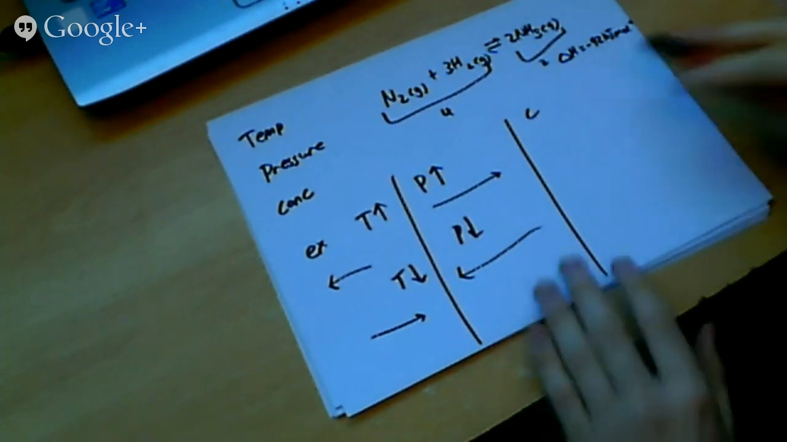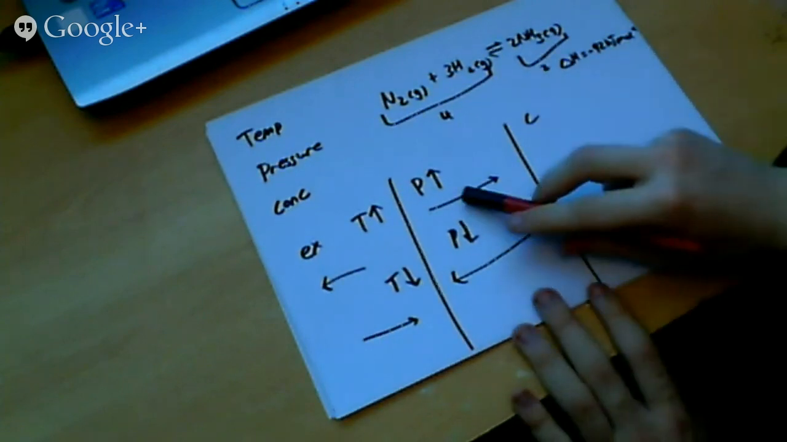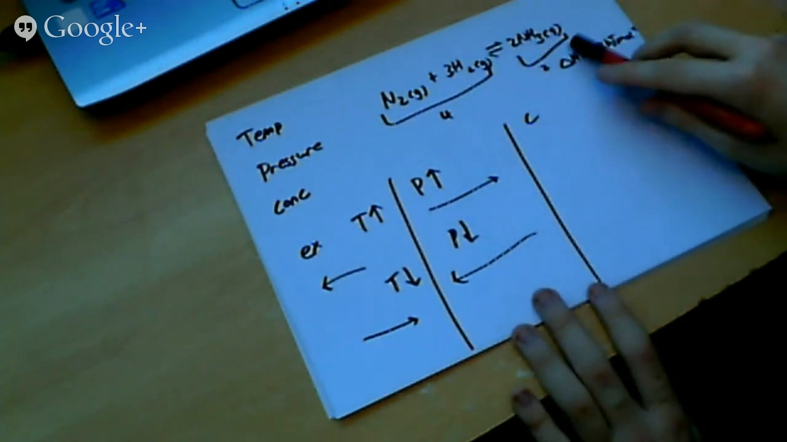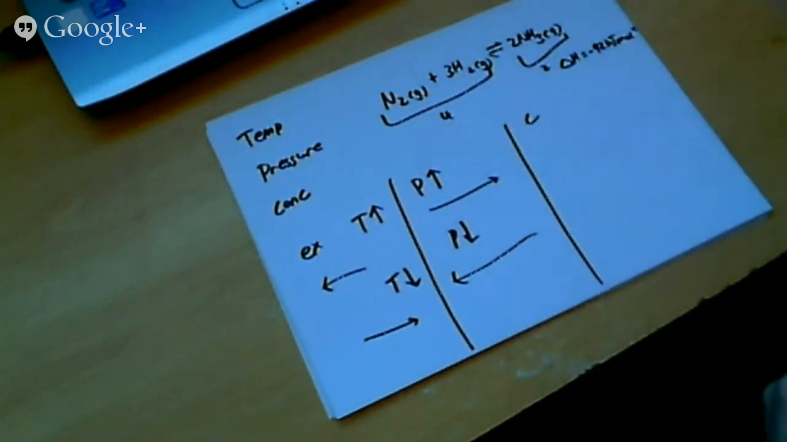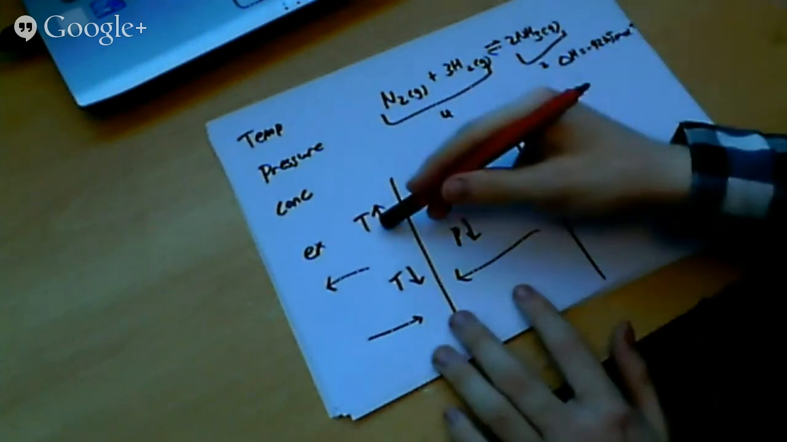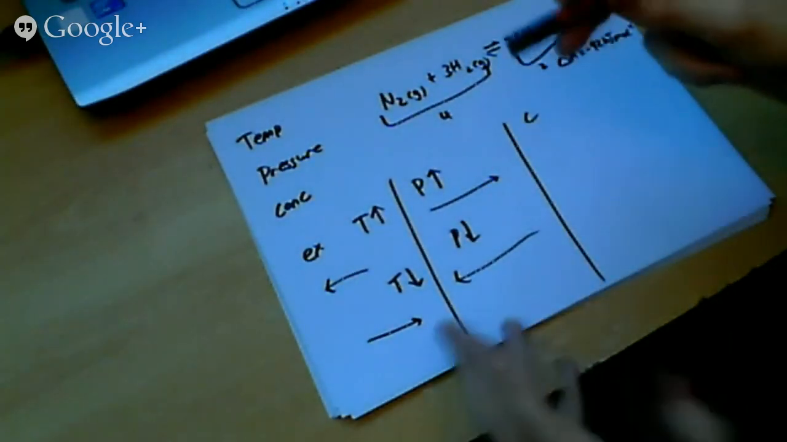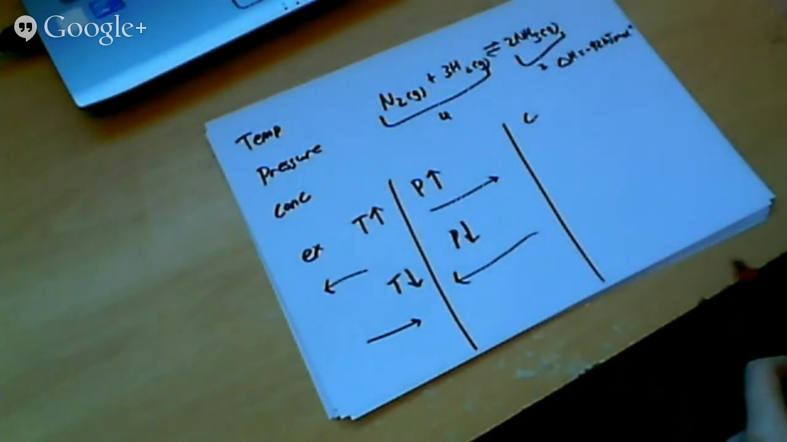Essentially, the things to look out for: number of moles of gas indicate pressure. Pressure increases, you go to the fewer moles of gas side. If it decreases, you go to the more moles of gas side. Look at the delta H. If it's negative and temperature increases, it shifts to the endothermic side. If temperature decreases, it shifts to the exothermic side. And concentration, it just shifts to the other side. If you add concentration of one, it shifts to the other side. I hope that makes sense.